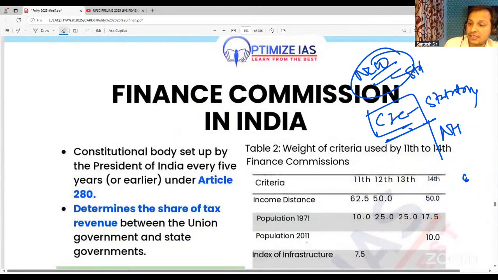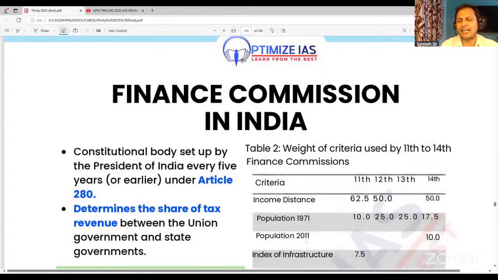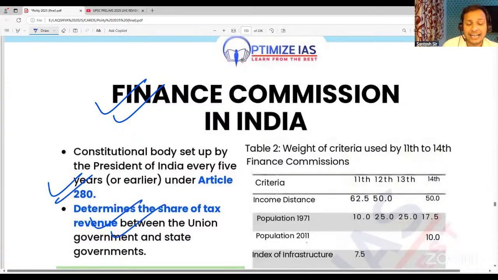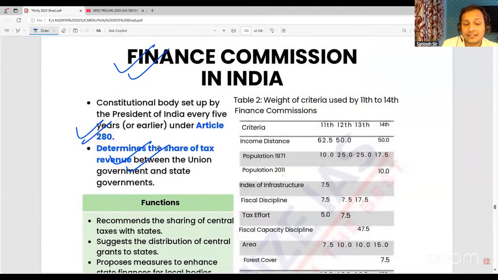Very high chances. Okay, so now we will discuss briefly all these bodies quickly. Starting with the Finance Commission, this has been asked by UPSC multiple times in recent years. It is a constitutional body set up by the President under Article 280. It determines the share of tax revenues between the center and the state. So devolution of fiscal resources from the center to the state is done by the Finance Commission.